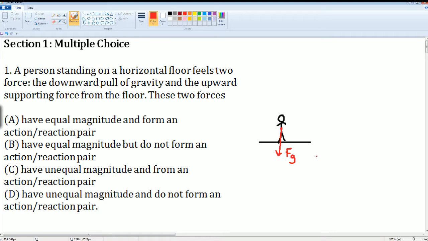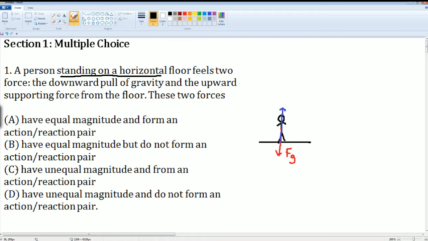And then there's an upward force supporting, the force from the floor. So let me make that blue. And this is the upward support from the floor. Which of these two forces? All right. So the person standing on a horizontal surface feels two forces. Okay, and the person isn't moving. He's standing on the horizontal surface.